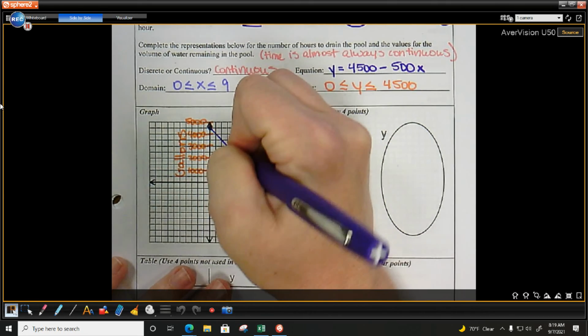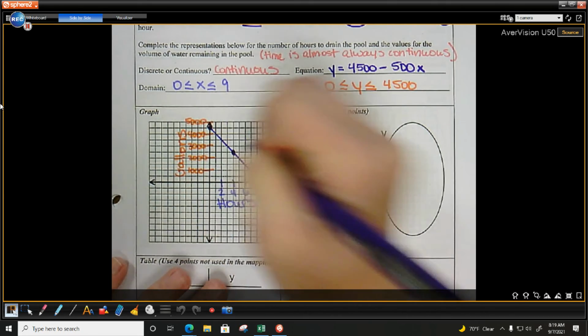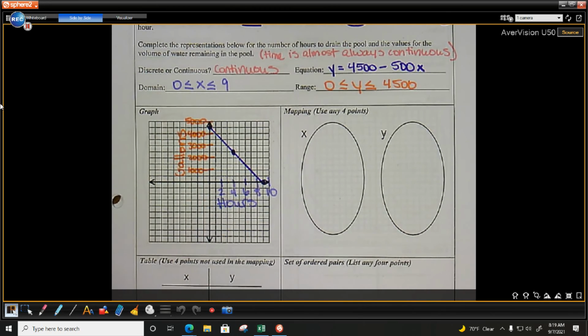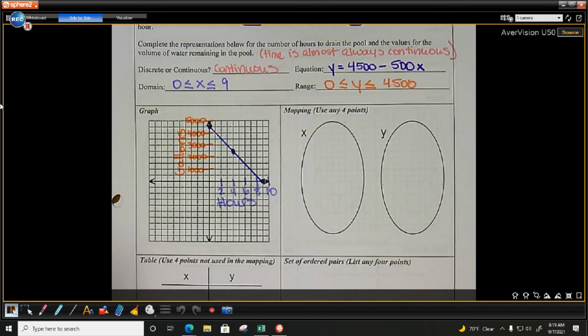Well, notice, is that point on my line? Yeah, it should be, right? Because this line is representing that equation. Tell me another number of hours. There's not a wrong answer. Between 0 and 9. Not 0, not 4, not 9, because we've already used those. Tell me any number of hours. Ashna, tell me a number of hours.